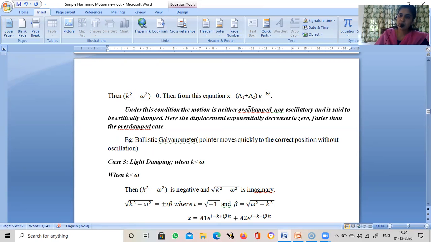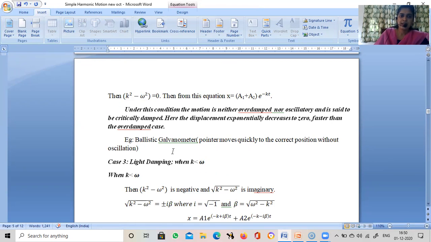This a1 and a2 are two arbitrary constants. That means x is equal to some constant into e raised to minus kt. So here also, if you plot the displacement versus time graph, the displacement decreases exponentially to 0 with time without performing any oscillation. So this is also a non-oscillatory or aperiodic motion.